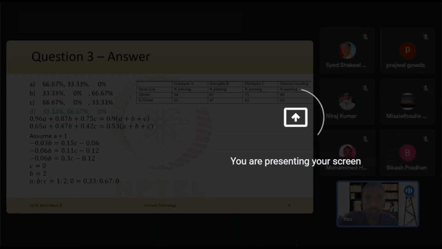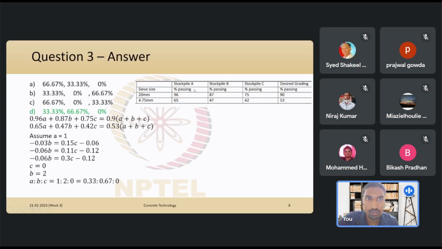Okay, so I'll just repeat what I just did. We have the three different stockpiles, and the percentage passing through two different sieve sizes for each of the three stockpiles. We are also given the desired grading, in which we know what the percentage passing should be for the two sieve sizes, right?